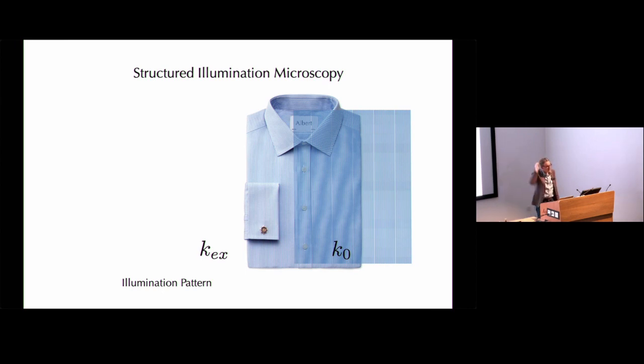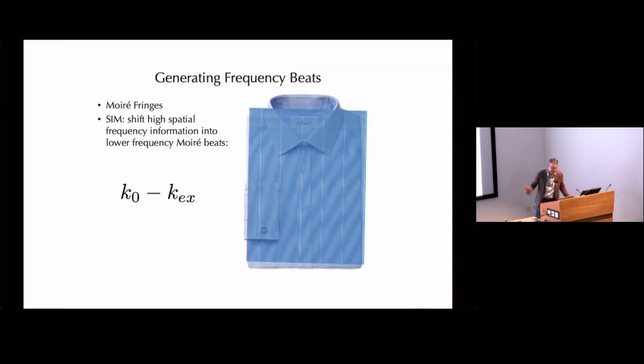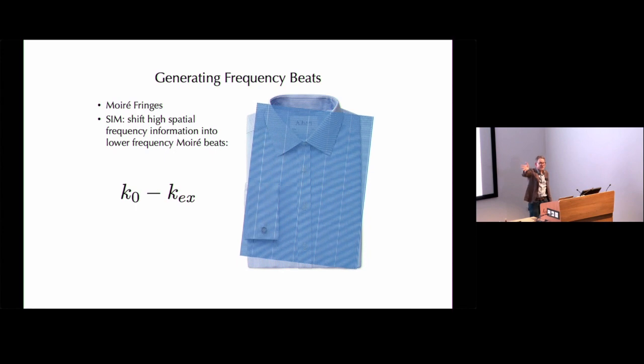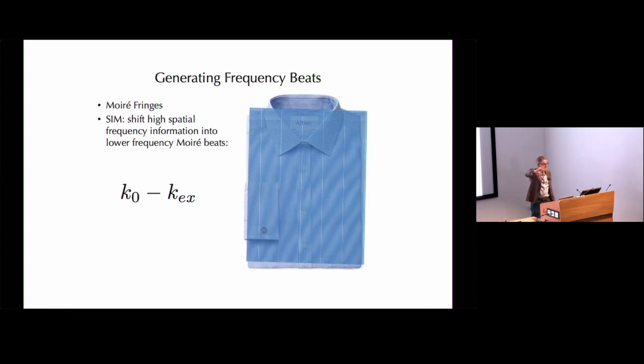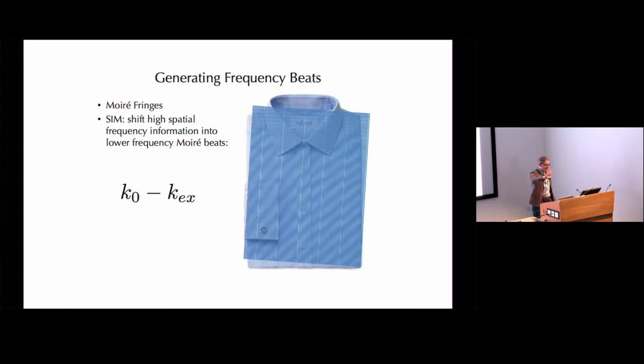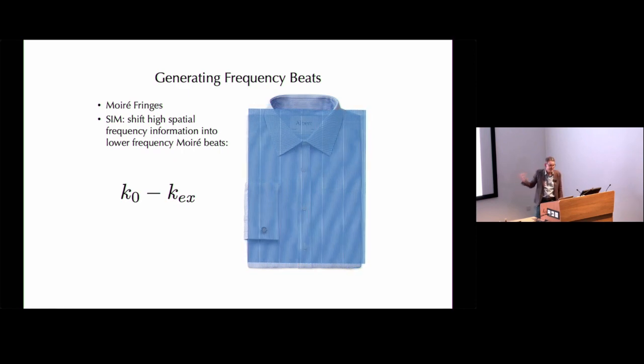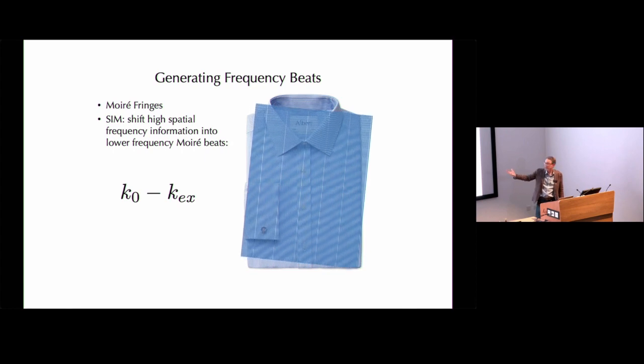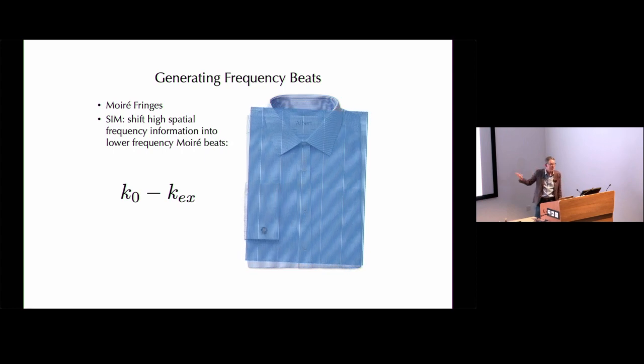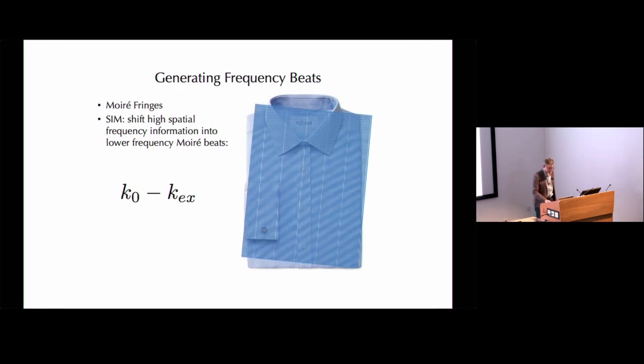You've all seen them. If you have curtains at home, you sometimes see these large patterns, although you don't see the checkered patterns of the curtains themselves, the laces. And so the idea is really to just project patterns and change the orientation of the illumination pattern. So we sample all the spatial frequencies inside the object, and then we use mathematical techniques to reconstruct the object information from these beat patterns. That's the idea of structured illumination microscopy.